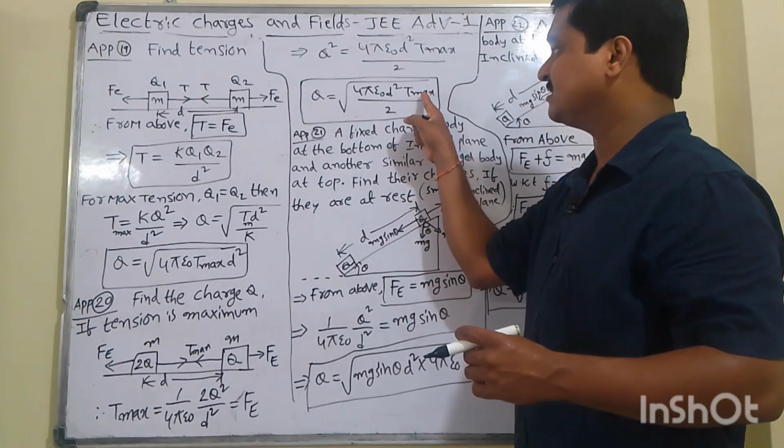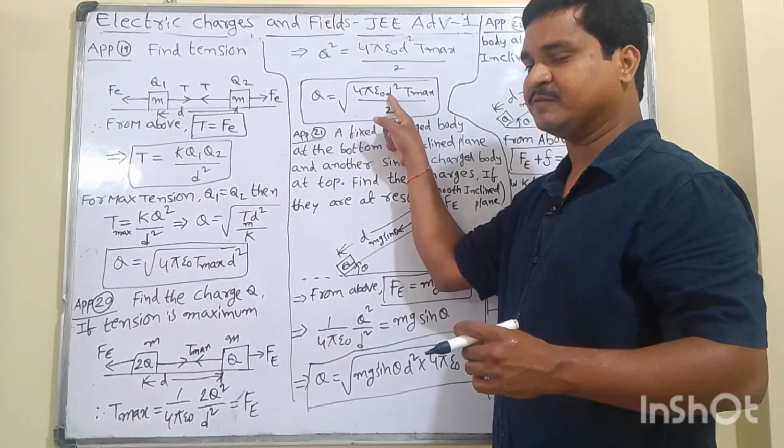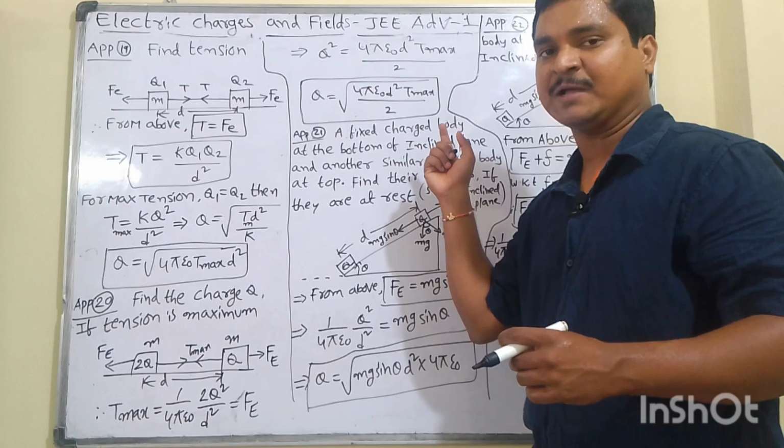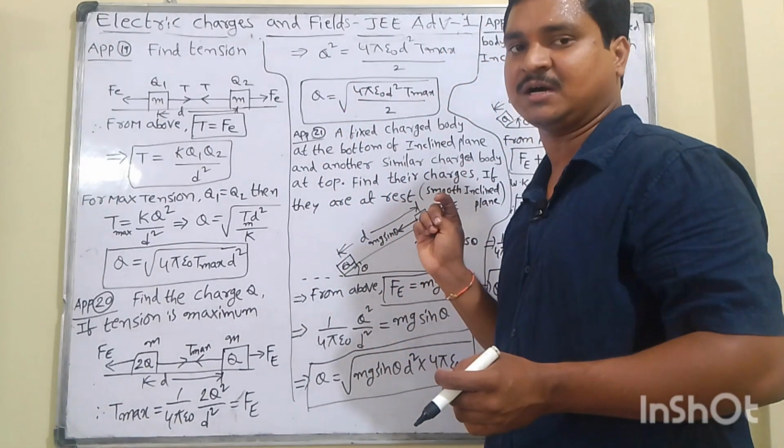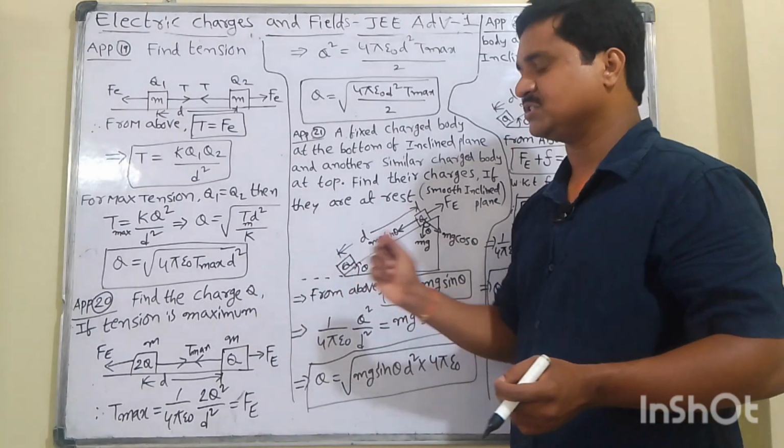They will give the maximum value of tension and the distance between the charges. We already know 1 by 4 pi epsilon naught value is 9 into 10 power 9. By substituting those values you will get the charge on the blocks. This is application number 20.